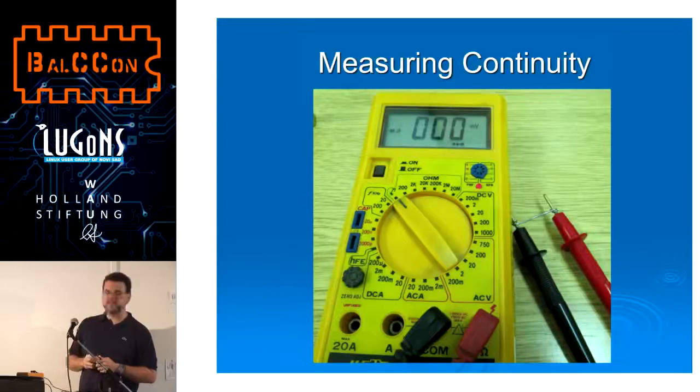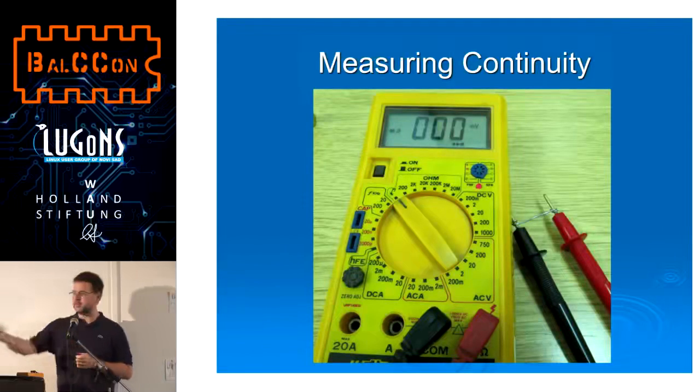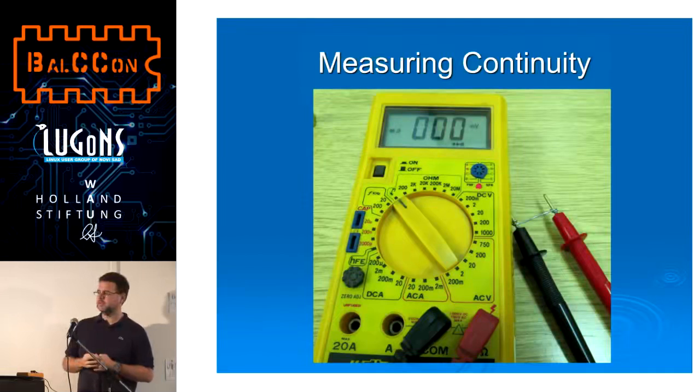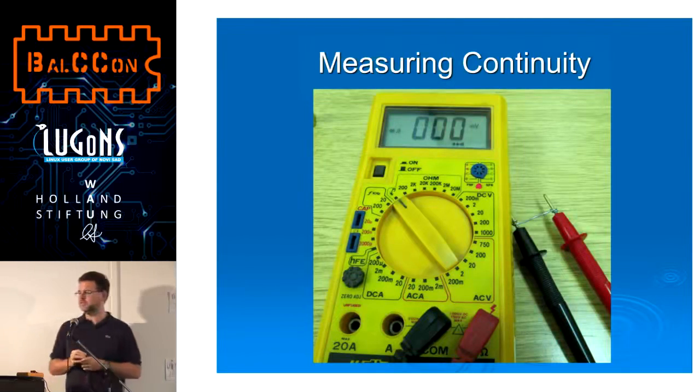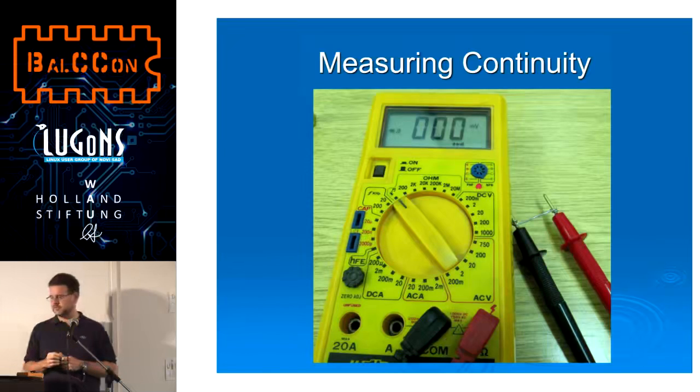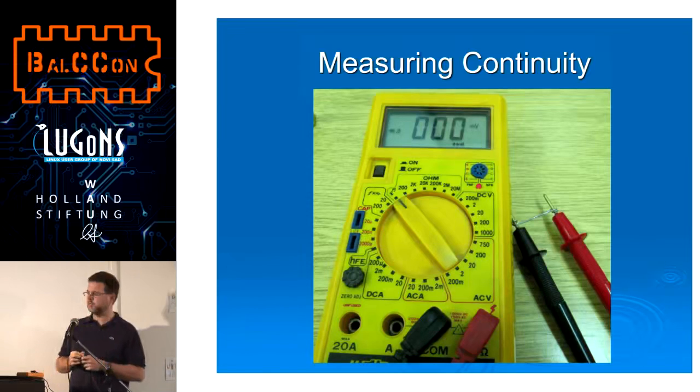I measured this piece of wire, and it showed 0 millivolts, so it means it's about 0 ohms, and that's okay because a short piece of wire has very small resistance. It's not 0 actually, it's somewhere about several milliohms, but that's very hard to measure.